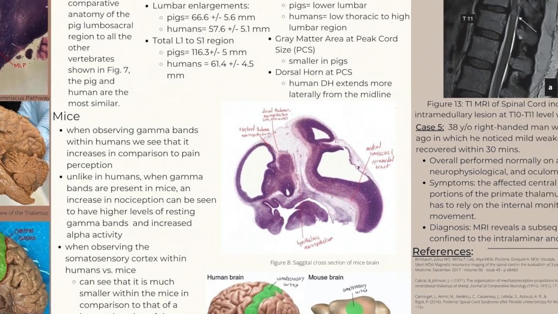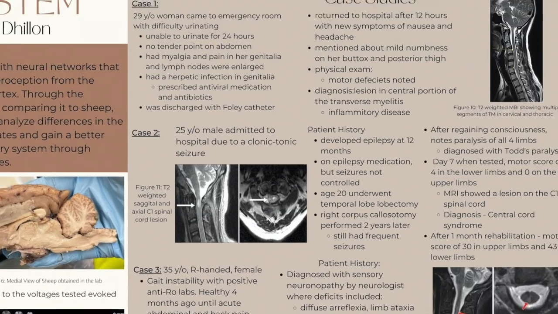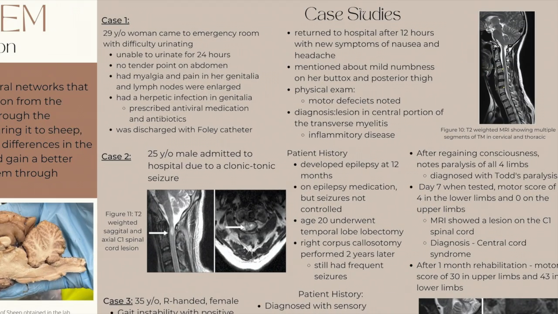human brain. Our first case study consists of a 29-year-old woman who came to the emergency room due to having difficulty urinating. She was unable to urinate for up to 24 hours and had no tender points on the abdomen. She had myalgia and pain in her genitalia, and lymph nodes were enlarged. She also had a herpetic infection in the genitalia and was prescribed antiviral medication and antibiotics.